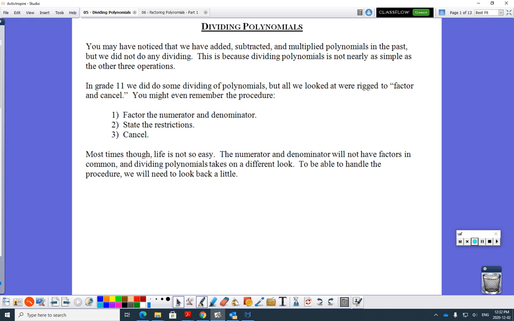You'd get this polynomial and you'd factor it, and you'd end up with like 2x plus 1 on the top and x minus 2 or whatever it came out to be, and then on the bottom x plus 2 and x minus 2. Whatever the situation was, and you stated the restrictions, you say, oh, x can't equal negative 2 or positive 2 because we can't divide by 0 for some reason. And then you cancel out the top and bottom. And that's what dividing polynomials look like in grade 11. Does this sort of ring a bell?